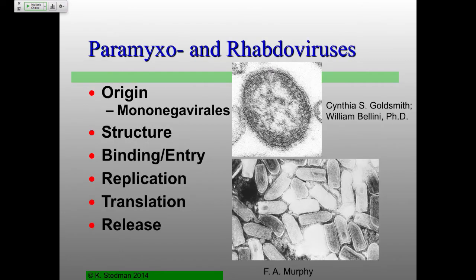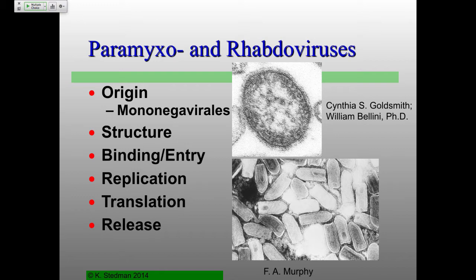So our classic outline here: where do these guys come from? I could usually put origin/disease, because that's how most of these things were discovered in the first place. And these are the Mononegavirales. Sometimes these family names are actually really quite useful. Nega, negative strand; mono, single genome. And we'll talk about the segmented genomes later on when we talk about flu.